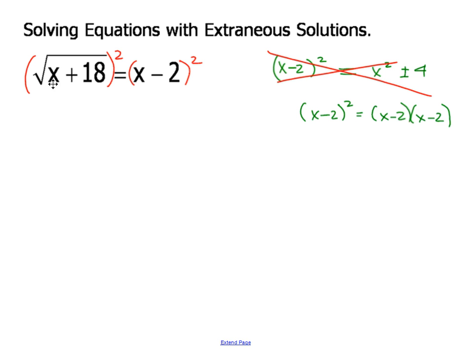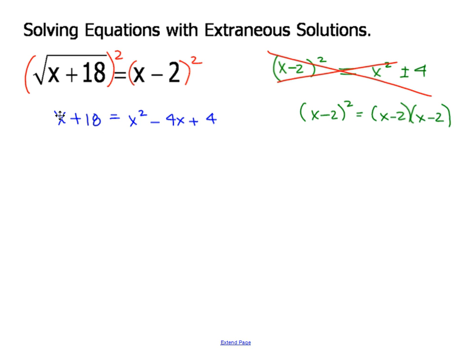So on the left, when I take the square root and the square, those cancel out. I have x plus 18. On the right, I have x minus 2 times x minus 2. So if I expand that out by distributing or foiling, then I have x squared minus 4x plus 4. Now I'm going to move each of these over to the right side, because anytime I have an equation where I have an x squared, I want everything on one side and 0 on the other side so that I can factor it and solve.